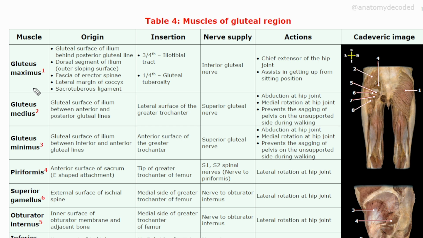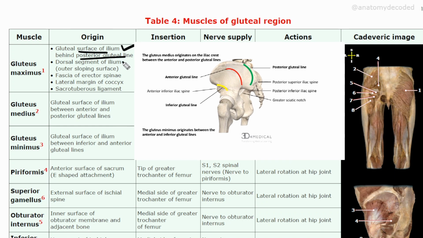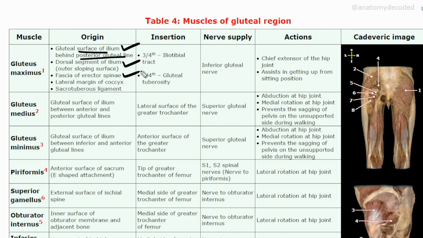Here the first muscle is gluteus maximus. The origin of gluteus maximus is from the gluteal surface of the ilium behind the posterior gluteal line. Then on the dorsal segment of the ilium, there is an outer sloping surface. Then fascia of the erector spinae muscle. Then lateral margin of the coccyx bone, as well as the sacrotuberous ligament. So it has an extensive origin. This muscle we can identify here. This muscle is gluteus maximus.